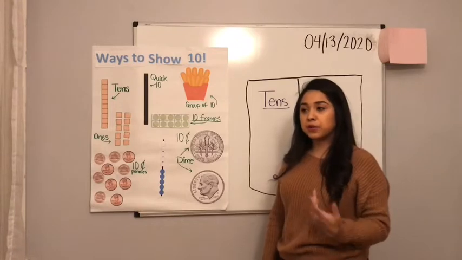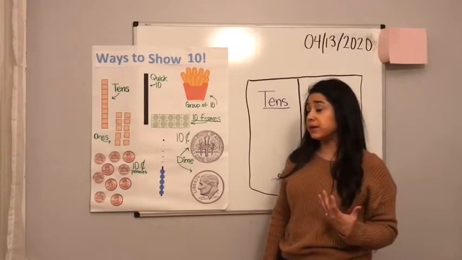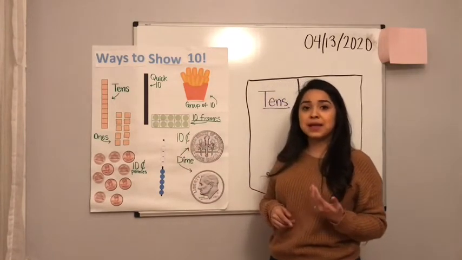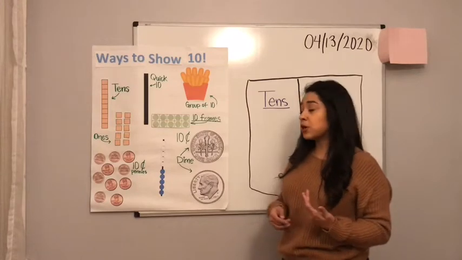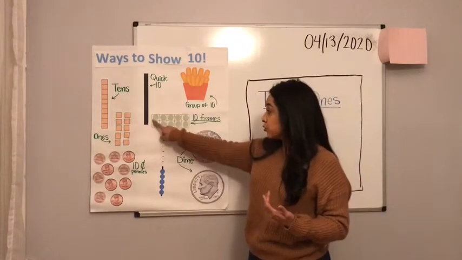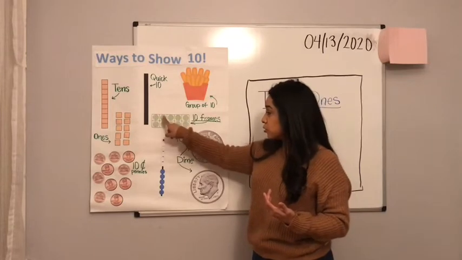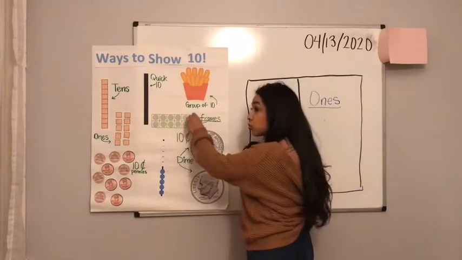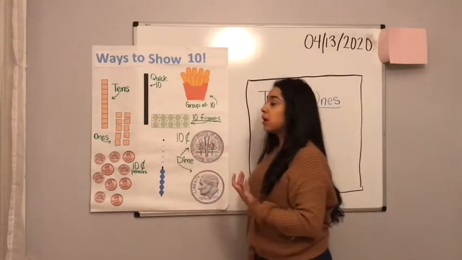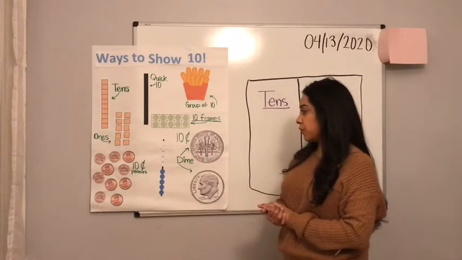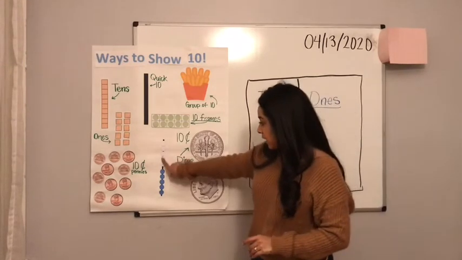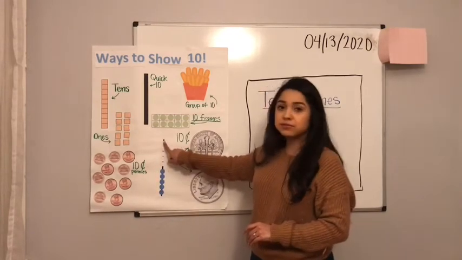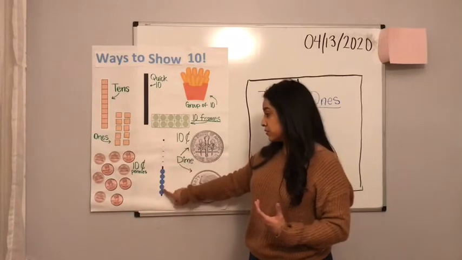Another way that we also showed 10 was our 10 frames. Remember that we use 10 frames to help us add. We use 10 frames to help us subtract. We use 10 frames to help us count. So 10 frames are made up of 10 little boxes with 10 little circles inside, and sometimes we use them to add or subtract, and we either draw more circles on or we cross them out to help us subtract. Another way that we showed 10 is drawing a line and drawing 5 circles in one color and 5 circles in a different color. That way it was easy for us to count.